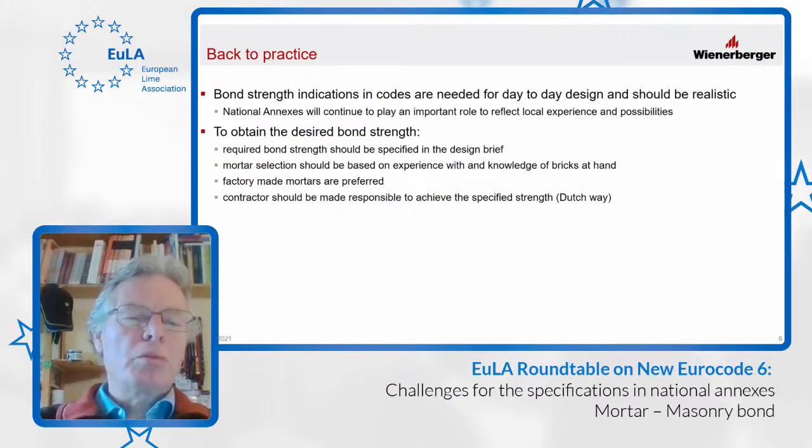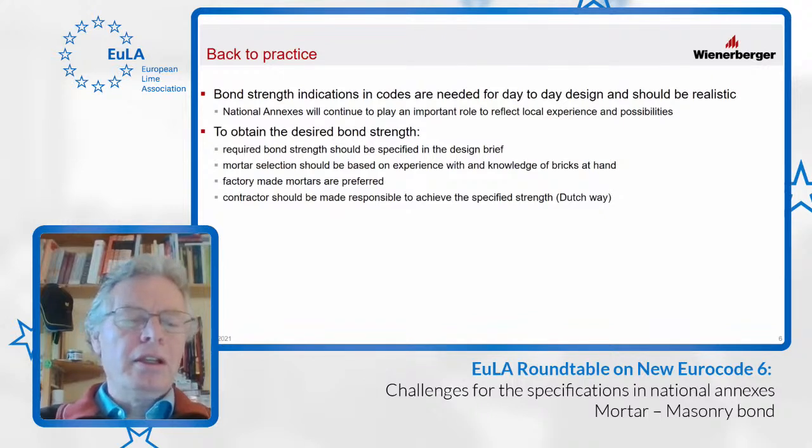In the work, you need also be able to obtain that bond strength. So I think for serious work, the required bond strength should be specified in the design brief. You should select a mortar really based on experience with and knowledge of the bricks you are using in that project. I know for really serious projects, for high-rise projects in the Netherlands, in most cases when it comes to facing brick masonry, the bricks are sent to the mortar company that is contracted to really test out if the mortar they want to use is working and gets the desired level of bond strength.